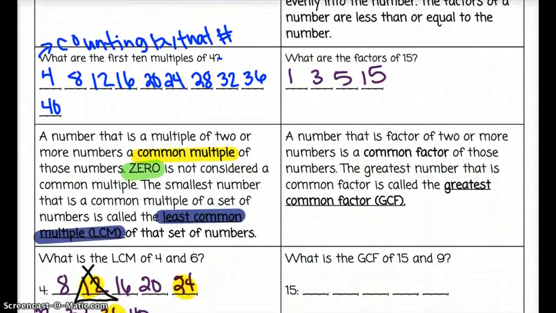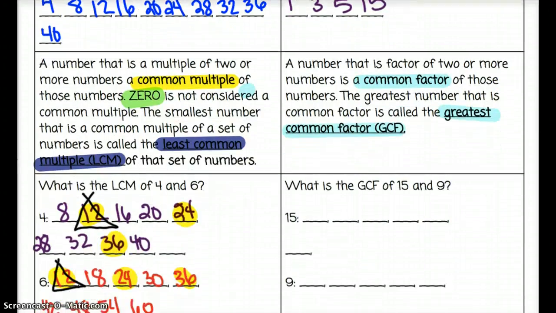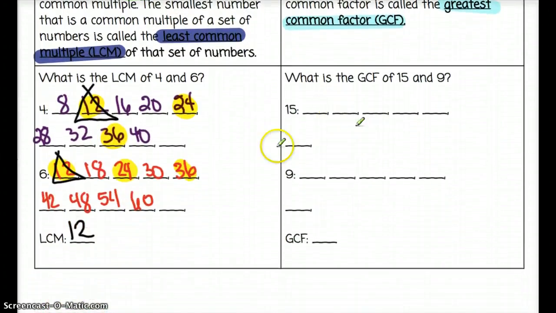Okay, so let's talk about greatest common factor. A number that is a factor of 2 or more numbers is a common factor. So you can have numbers that have common factors. Of those numbers, the greatest number that is a common factor is called the greatest common factor, obviously, and that's called the GCF. So now we're going to list the factors of 15 and 9, to find the greatest common factor.